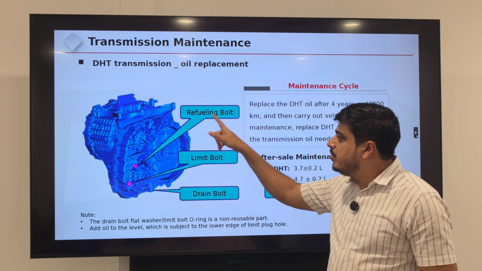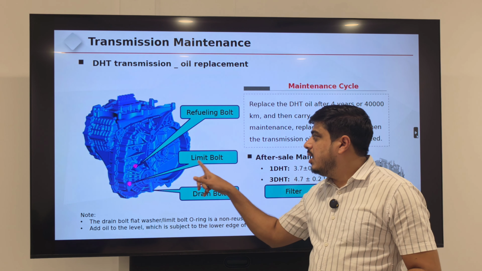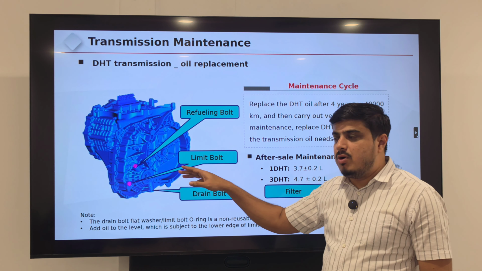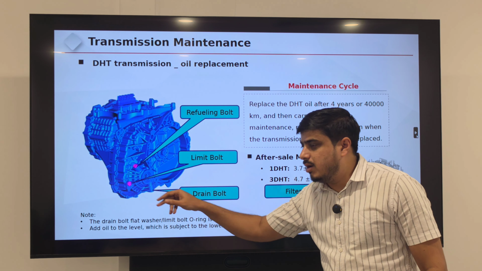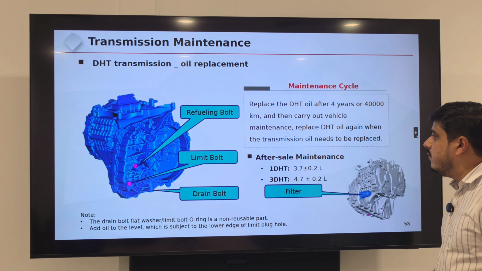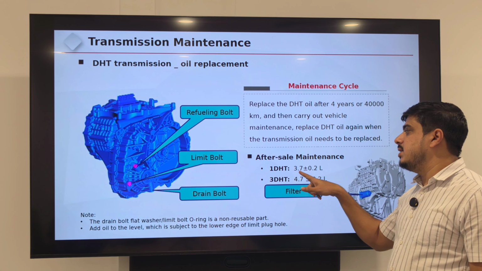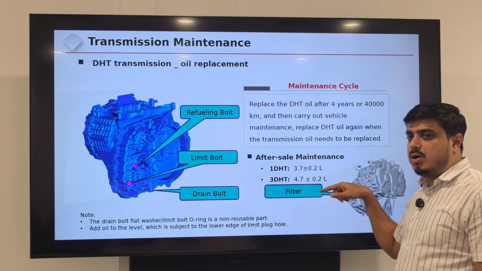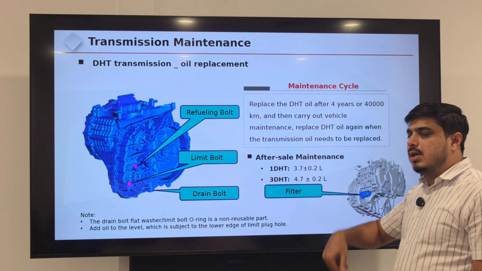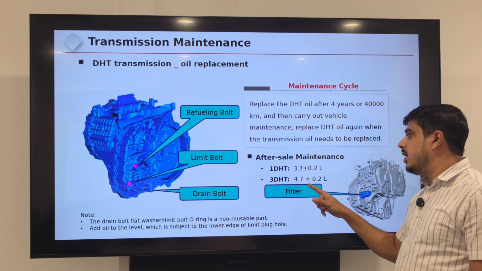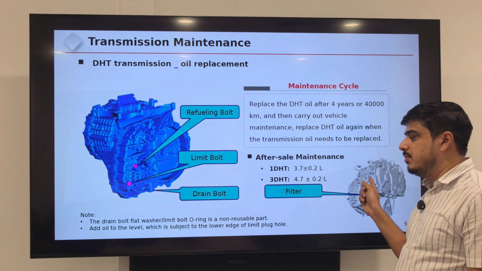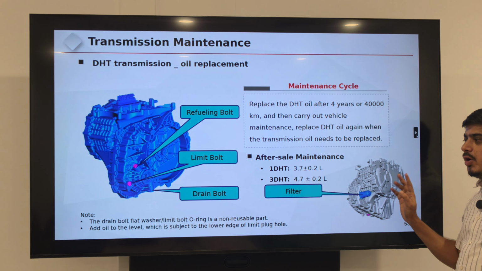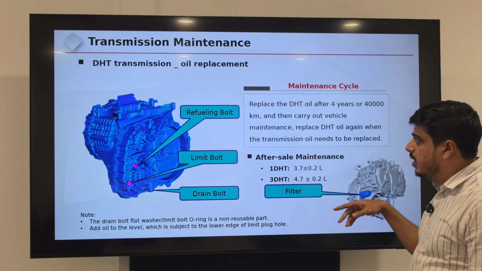What does the refueling bolt mean? It is a filling bolt. The limit bolt is the level inspection bolt, and the drain bolt is from here. After maintenance, for 1 gear DST, what is the quantity? 3.7 plus or minus 0.200 ml. For 3 gear DST, 4.7 liters plus or minus 200 ml. There is a filter, and you have to replace it every time you replace the oil.